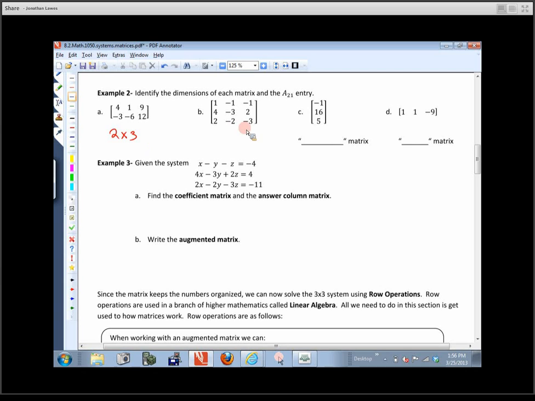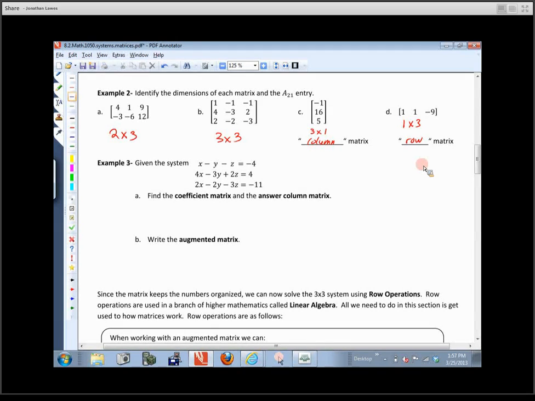Let's look at this one right here. Again, always rows first, then columns. 3 rows by how many columns? 1 column. Is that right? Don't get tripped up. It's always rows first. So 1, 2, 3 rows. So this is a 3 by 1. Okay? This is what we call a column matrix. And what about the dimensions on this matrix here? That's a 1 by 3. 1 row, 3 columns. So we call this a row matrix.